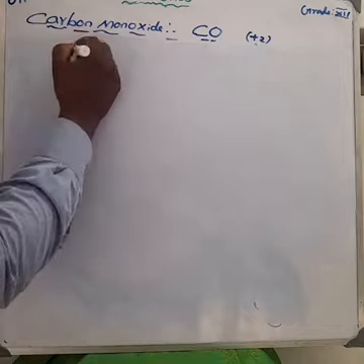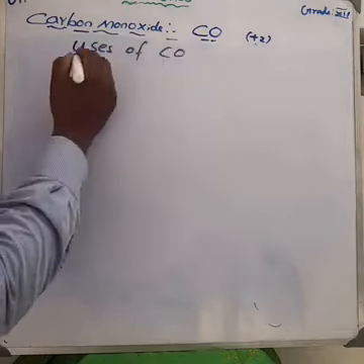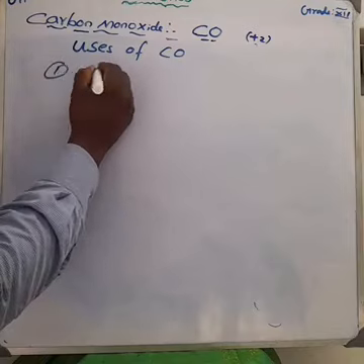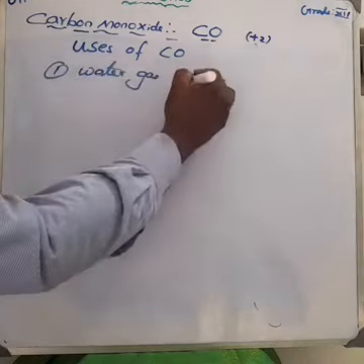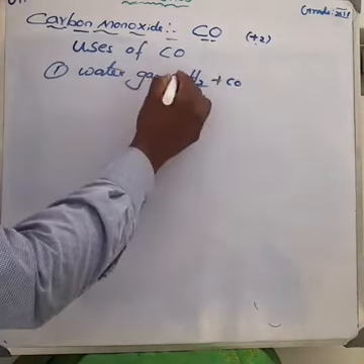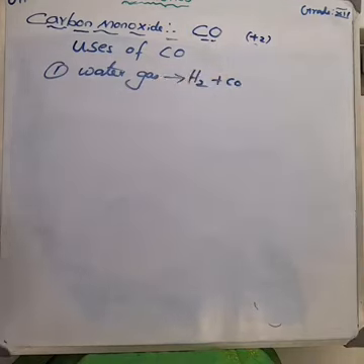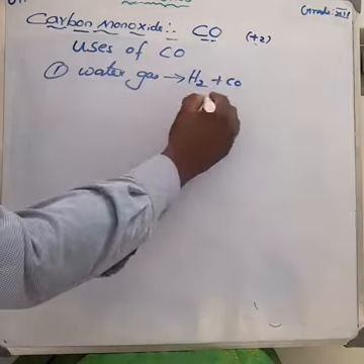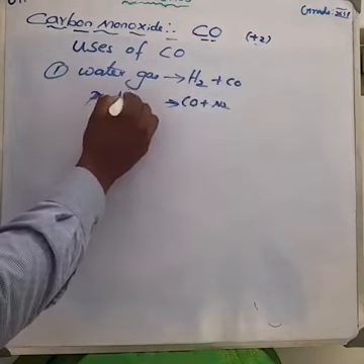Next we will discuss the uses of carbon monoxide. Here we are using water gas and producer gas. What is water gas? A mixture of hydrogen and carbon monoxide is called water gas. A mixture of carbon monoxide and nitrogen is called producer gas. These are all used as industrial fuel.